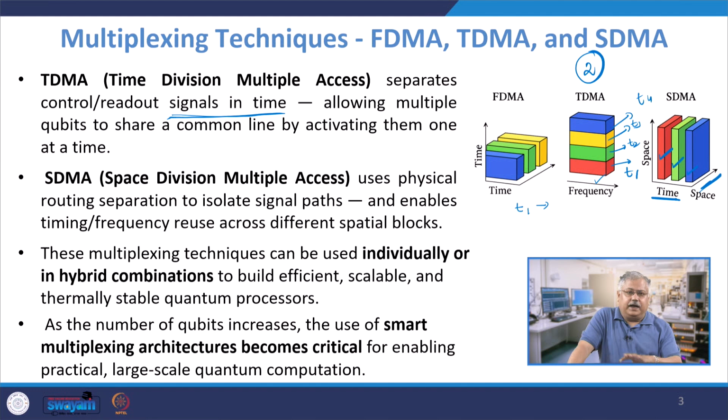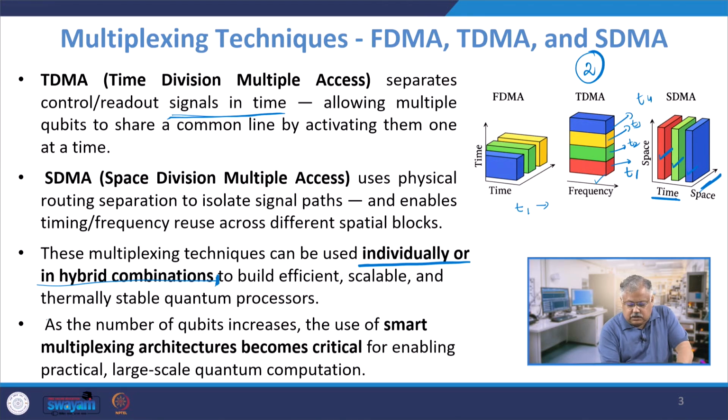So, the whole idea of either FDMA, TDMA or SDMA is that if you can carry a large number of signals of varying frequency, then it is FDMA. Signals at each time interval T1, T2, we define this to be a TDMA, and on the space side, if you are able to multiplex it, we define that to be an SDMA. Now, either they can be used individually, that means you can use just one of them, or you can use a combination of them, in a hybrid combination.